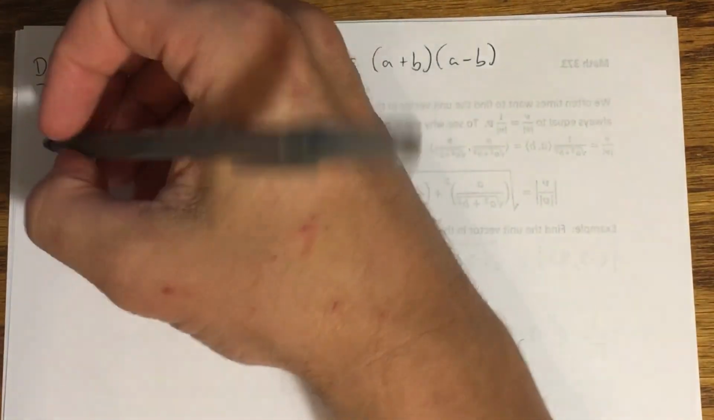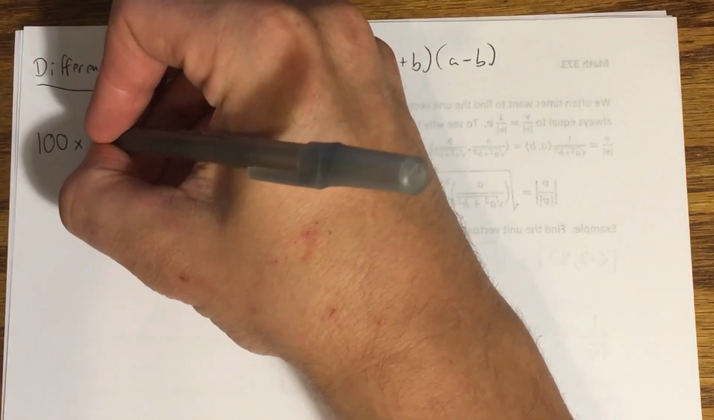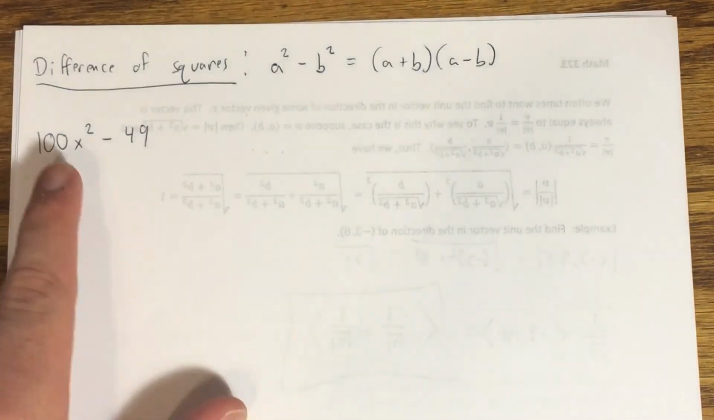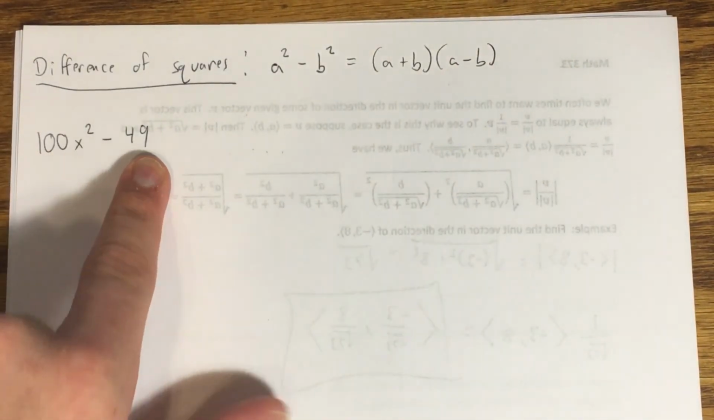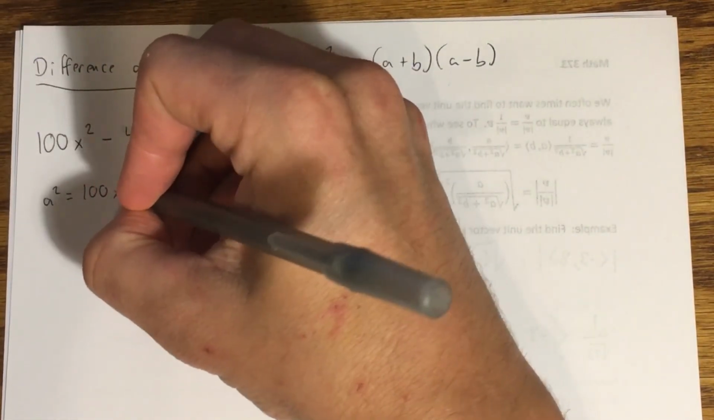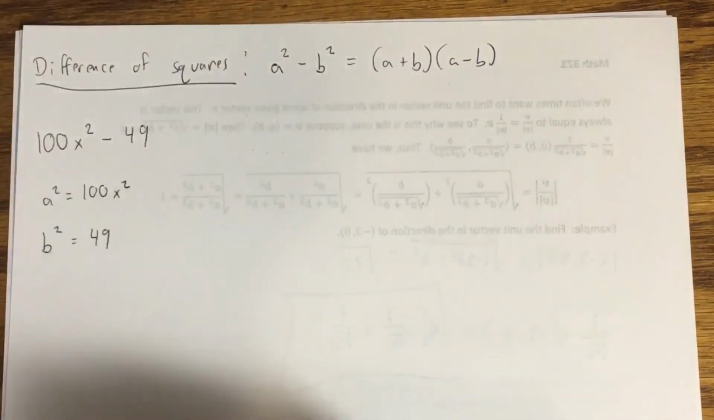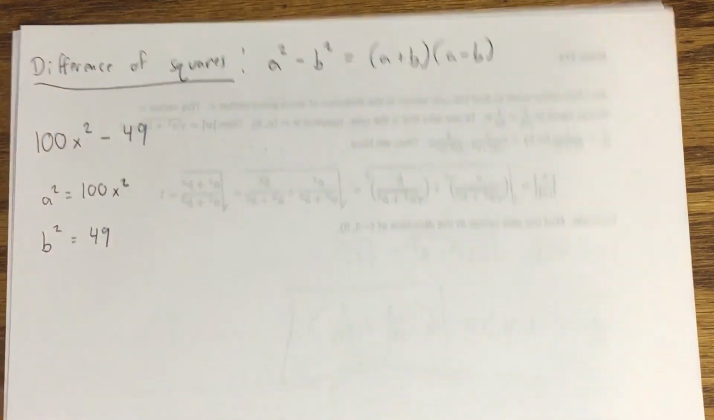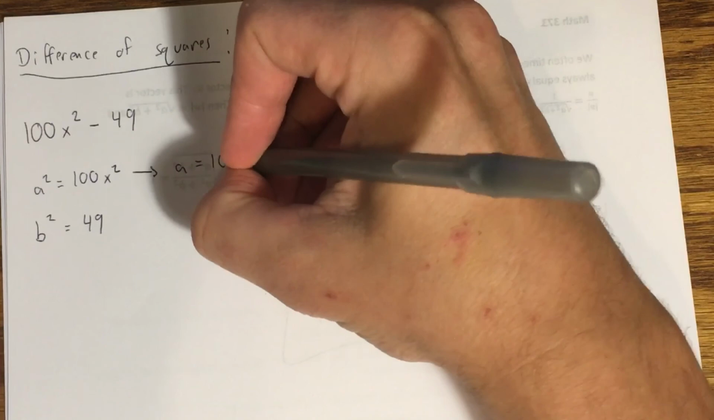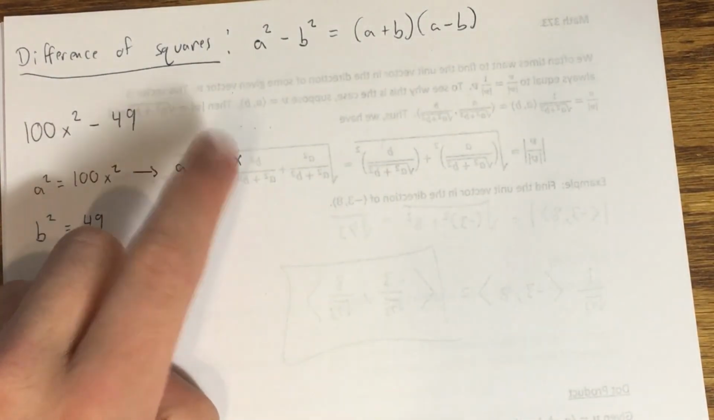But a quick example, how would I factor something like this? 100x squared minus 49. Well, again, you want to think of this as a squared and this as b squared. So a squared in this case is 100x squared. B squared is equal to 49. Okay? So if a squared is equal to 100x squared, then I could think of a as just 10x. Technically, a could also be negative 10x, but I'm going to go with the positive here.